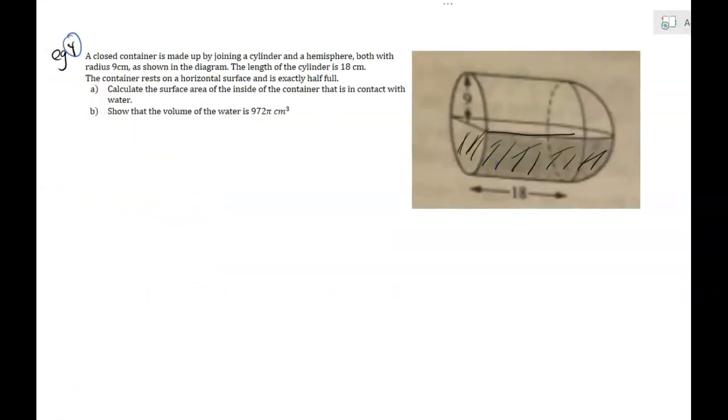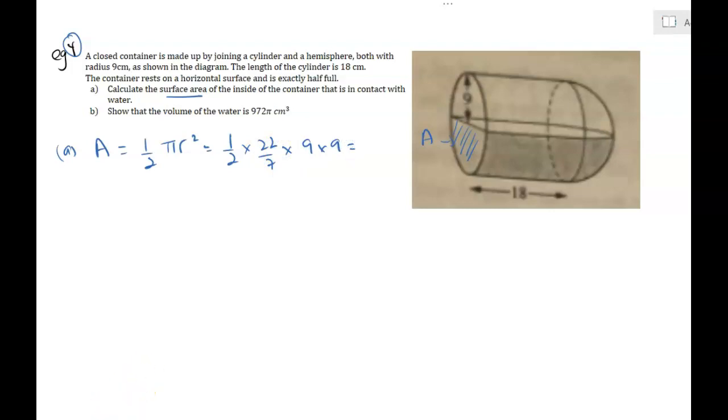Example 4 now. So now I have a closed container and it's made up of a cylinder which has a hemisphere here on the top, right? There's a radius here which is 9 and the distance here which is 18. So we're asked to calculate the surface area of the inside of the container. So the surface area is the area that the water is in contact with. So here, if I call this A, the surface area of A will be a half pi r squared, where r is 9. So it'll be a half times 22 over 7 times 9 times 9. So that will work out to be something.